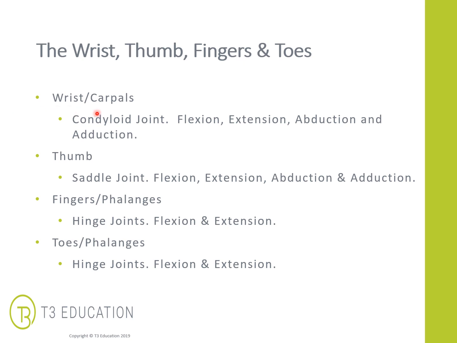So the wrist, or the carpal joints. Do you remember the carpals, those square bones at the palm and wrist joint? So these are condyloid joints, and they allow flexion, extension, but also abduction and adduction. The thumb is a saddle joint, so it allows flexion, extension, abduction, and adduction.